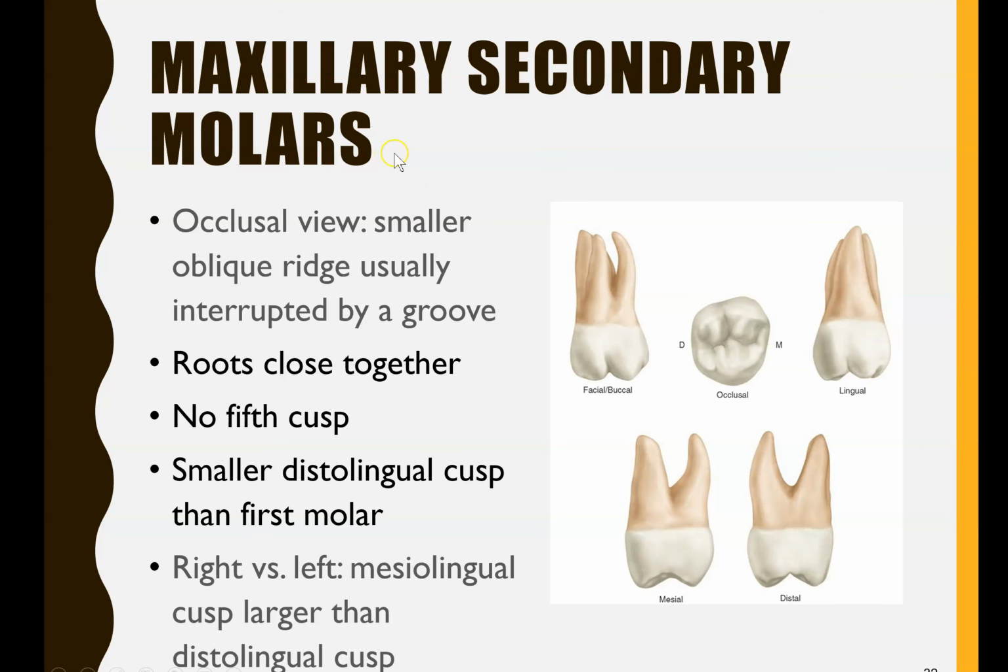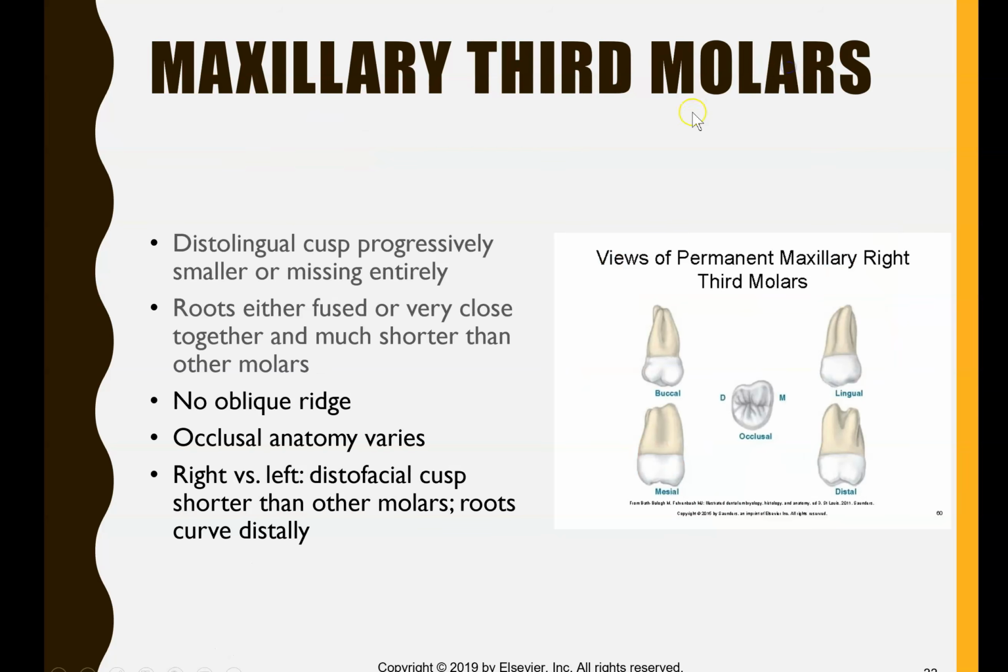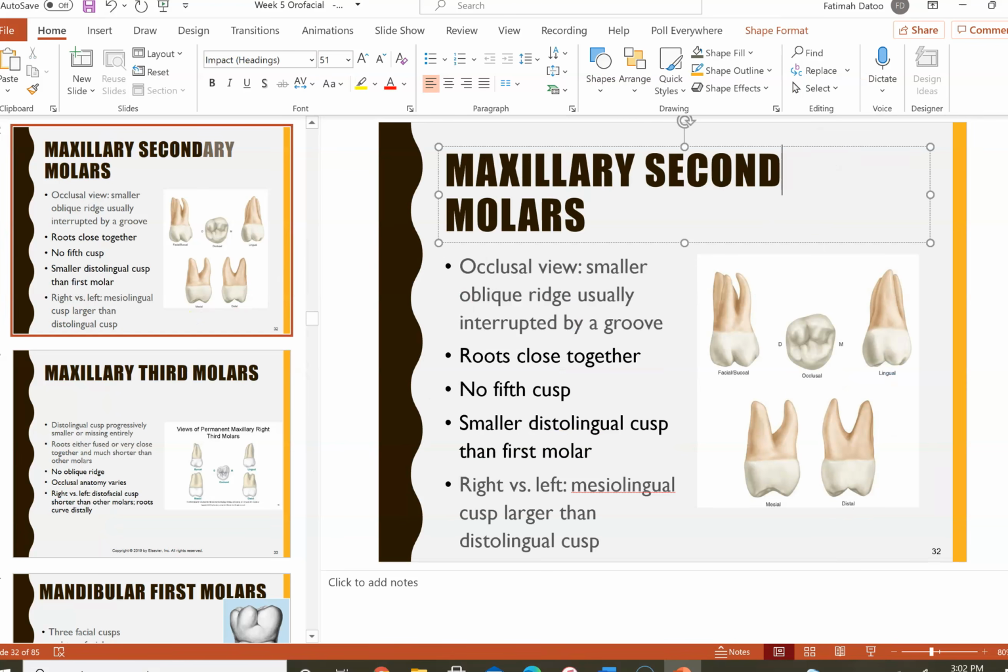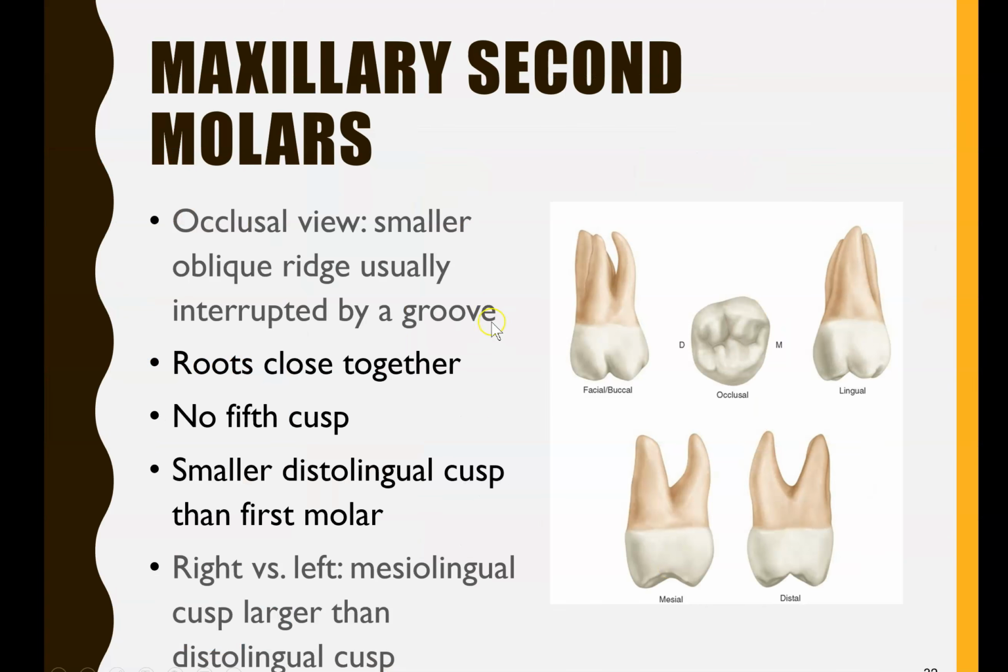When you look at the maxillary second molar, I don't know why I said secondary here, I'm just going to fix that right now. When you look at the maxillary second molar, look at the roots. The roots are closer together, right? There is no fifth cusp. In fact, there are 4 cusps. 1, 2, 3, 4. 4 rounded mounds. And if you look at the distolingual cusp, which is right here, it is small. Typically the smallest cusp is your distolingual one, and it's even smaller than in the first molar.